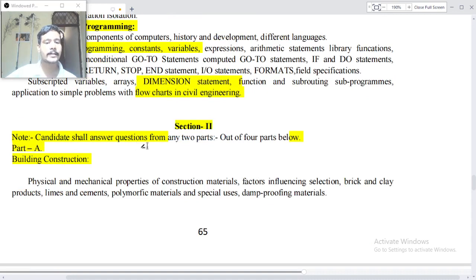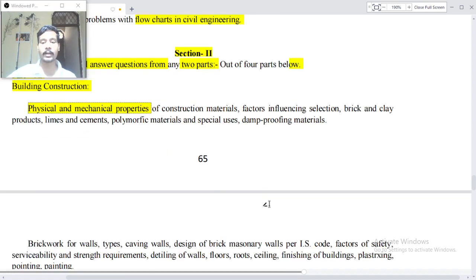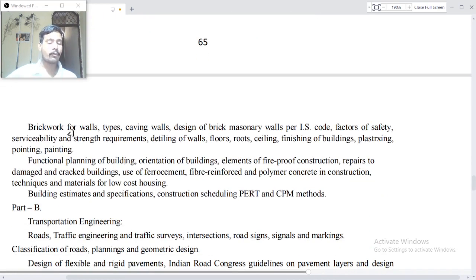Note: Candidates shall answer questions from any two parts out of the four parts below. Part A. Building construction, physical and mechanical properties of construction materials. Factors influencing selection, brick and clay products, lime and cements, polymeric materials and special uses, damp proofing materials. Now brickwork for wall types and cavity walls, designs, brick masonry walls as per IS code, factor of safety, serviceability and strength requirements, detailing a wall, floor, roof, ceilings, finishing of building, plastering, pointing and painting.